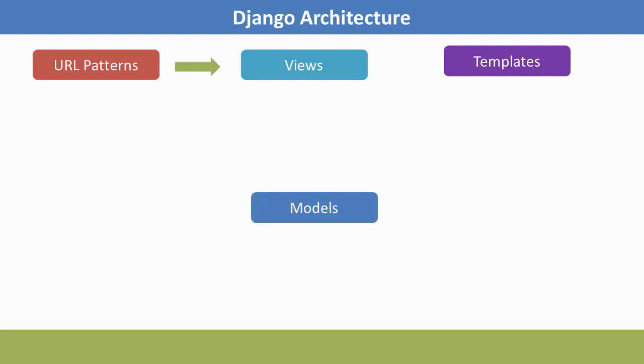The views, on the other hand, are the logic layer of the program or the app. They are Python functions. They take a request and return an HTTP response. Each view can use the models we have defined in our application to query the data.